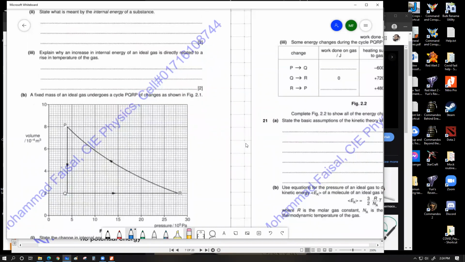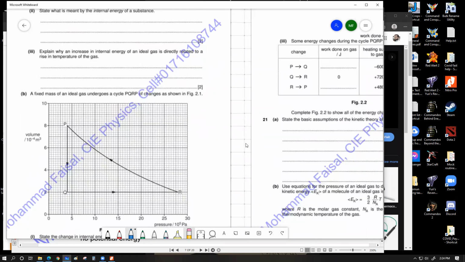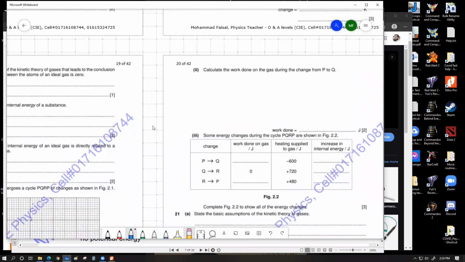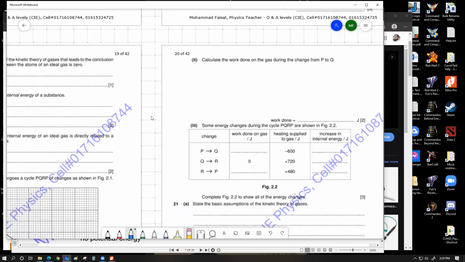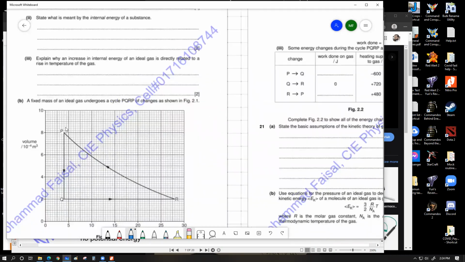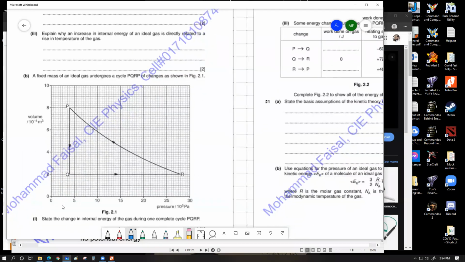It says a fixed mass of an ideal gas undergoes a cycle PQRP of changes as shown in figure 2.1. Calculate the work done on the gas during the change from P to Q. Okay, it is actually pretty simple. Within the variation PQ, we have a constant pressure. You can read off the pressure from the x-axis.